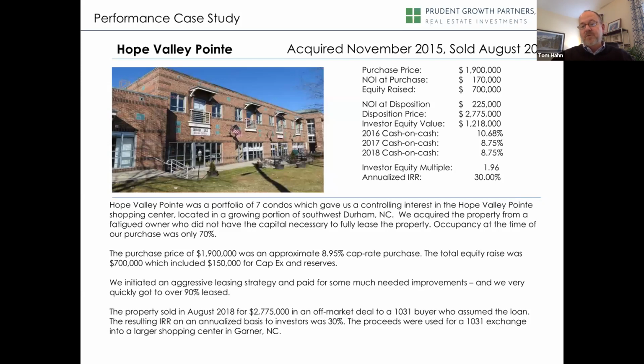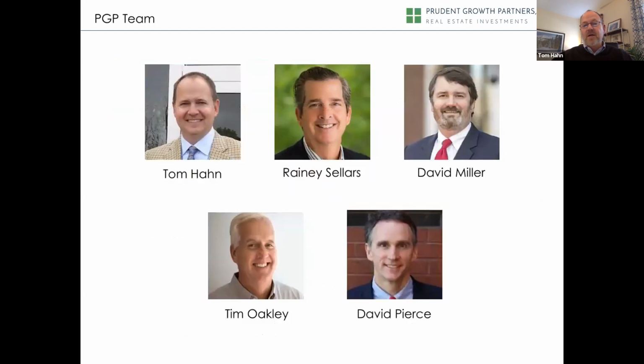So this was a 30% IRR, almost a double on the equity. And these are at the investor level, so this is after all fees and splits and transaction costs. And we 1031'd this into a very nice larger shopping center in Garner, North Carolina.